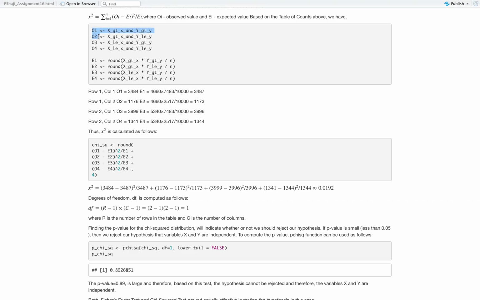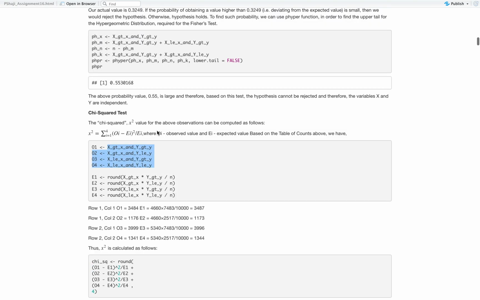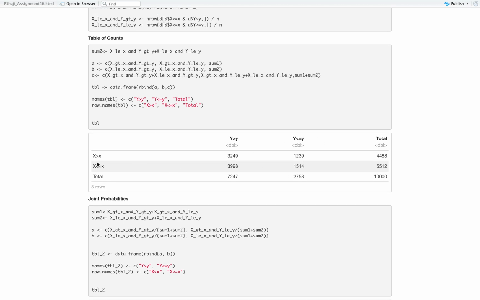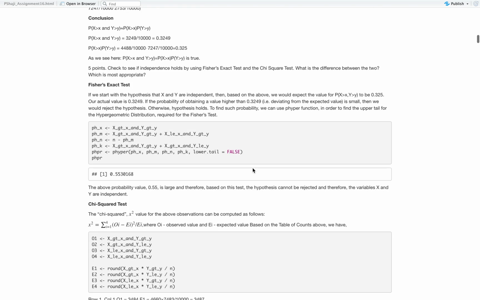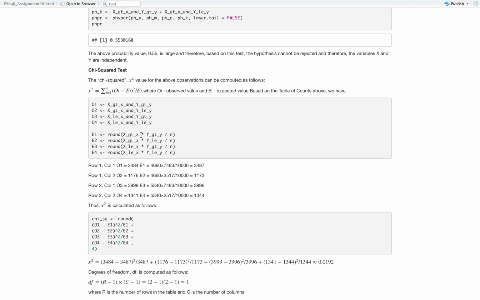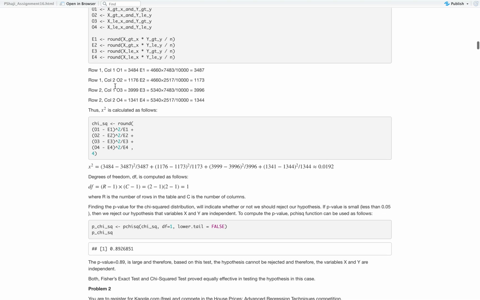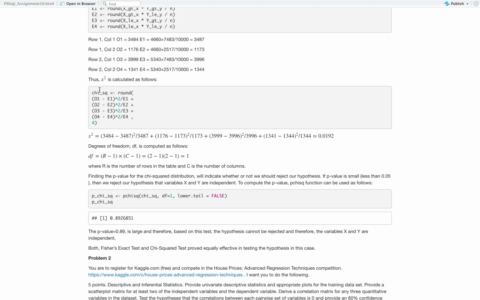Now each Oi term, that is O1, O2, O3, O4, holds a value for X = x and Y = y. These are all the values held by this table, each value in this column, and that's the observed value. The expected value is the round of the product of both totals divided by the small letter n, the value that it held. Therefore, we get the observed value and expected value of both, and with that we compute the chi-squared value, which we get as 0.0192.